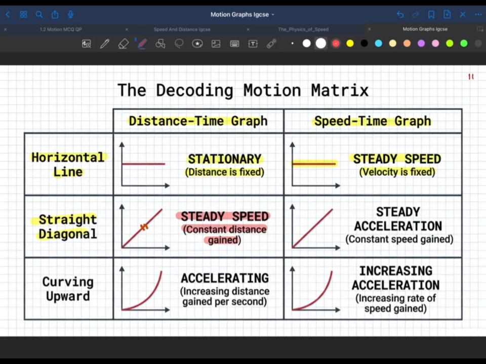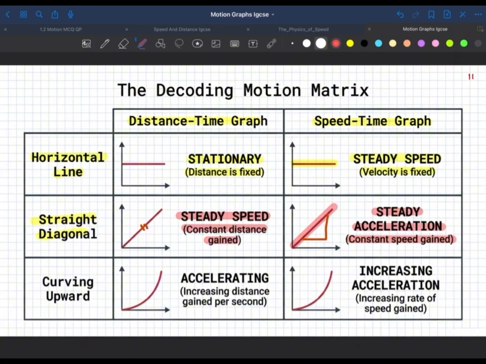On the other hand, when you are talking about the speed-time graph with a straight line, you can say that there is steady acceleration, because over here the gradient is constant, and the gradient of your VT graph is nothing but acceleration. So the speed is increasing, but constantly. And what is this particular thing? Gradient, and the gradient will give you the acceleration.